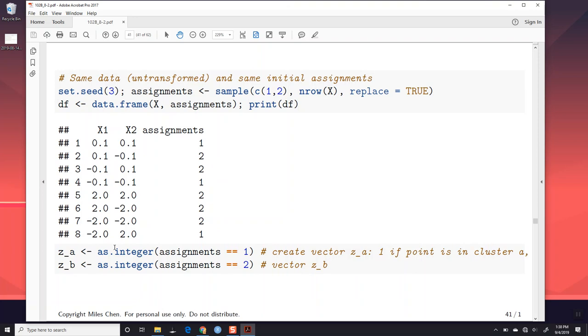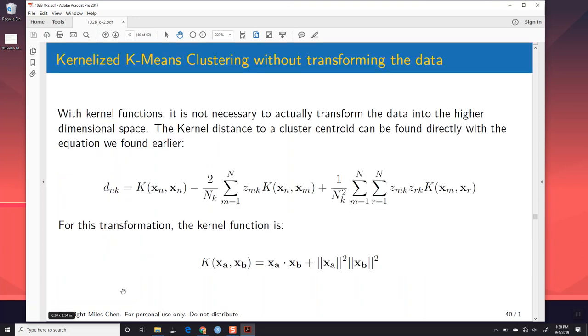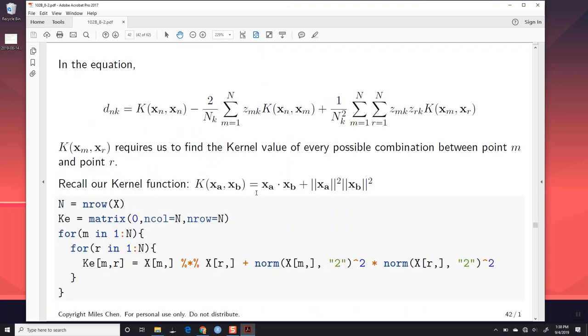And then I turn this into basically zeros and ones to get our z's, because that's what I need z's to do here. And I'm going to calculate these distances here, okay? I'm going to get this part, the m and the r. So xm transpose r. So anyway, I'm just doing this, xa, so the kernel, which is m and r here, I'm going to do x multiplied by xb, okay, for point m and point r, and then the norm of x squared and the norm of xb squared, okay?